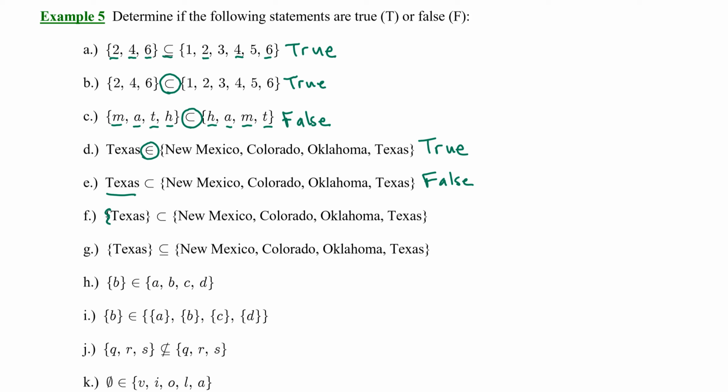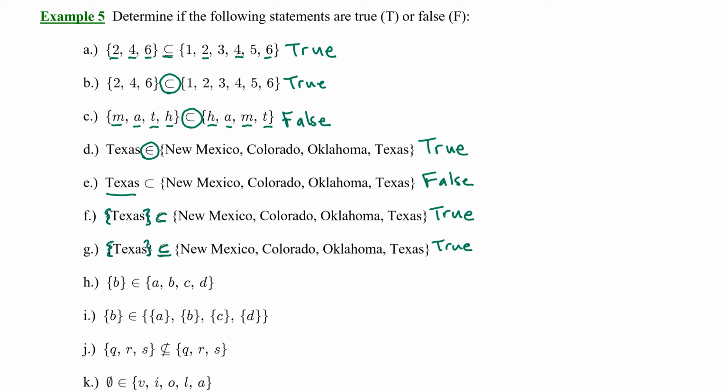Notice in example F, we have an actual set over here. Only a set can be a subset of another set. So the set containing Texas is a proper subset of the set containing New Mexico, Colorado, Oklahoma, and Texas. That is true. Proper subset is appropriate because the set on the left is smaller than the set on the right. And in example G, we have the set containing the single element Texas as a general subset, which allows for the possibility of equality but does not require it. It's a subset of the set on the right.